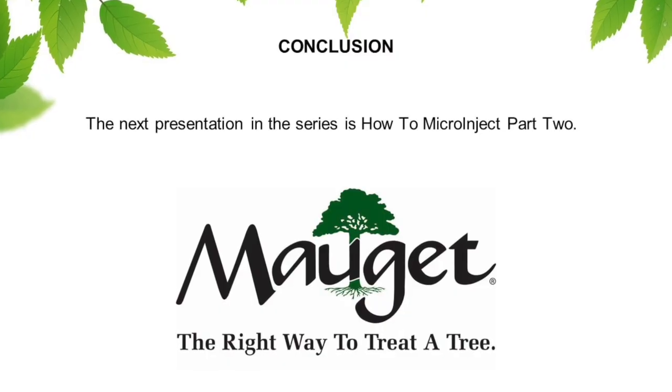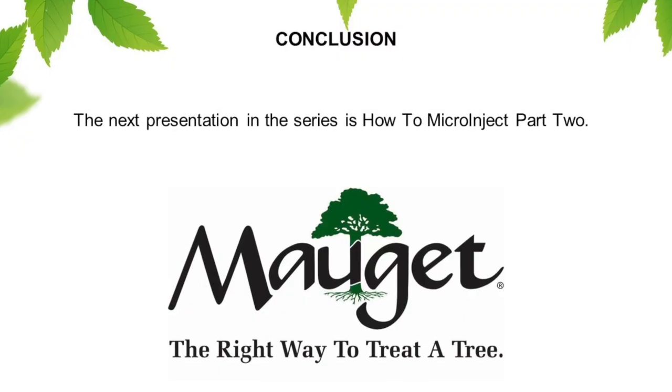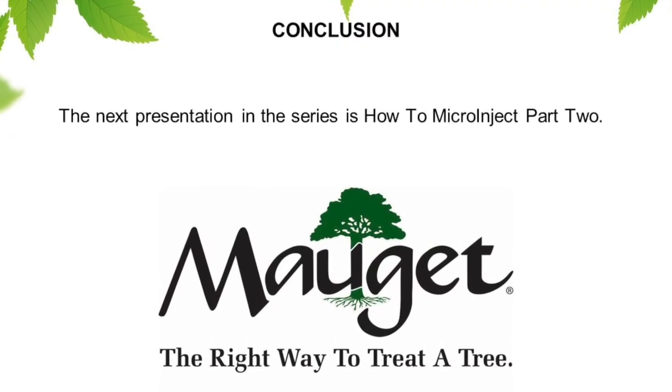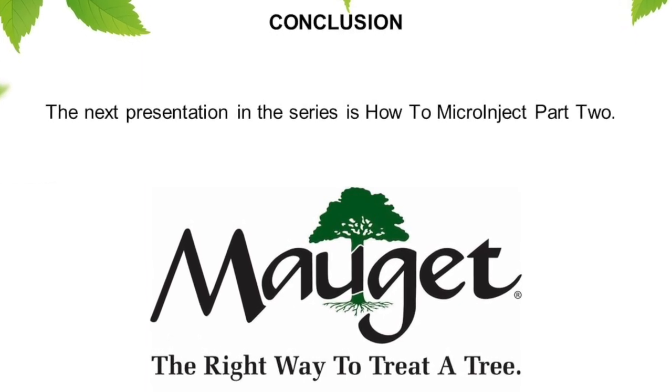Once you have determined how many capsules or injection sites you will use, the next step is learning how to properly inject a tree. To learn those steps, go to the next presentation in the series, How to Microinject Part 2.